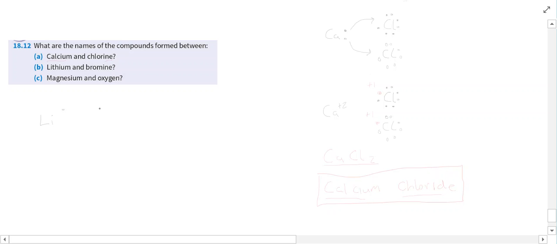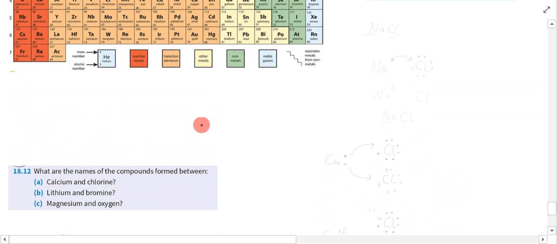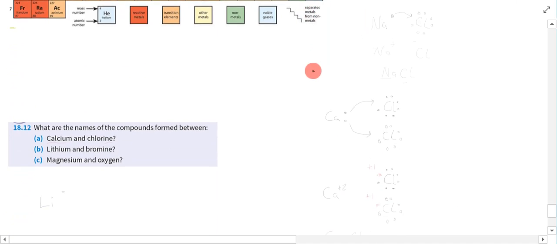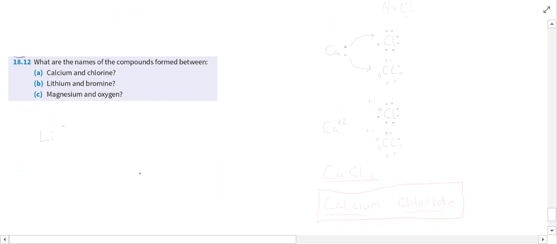And then if we think about bromine, where is bromine on the periodic table? It's a group 7 element. Okay, so it has 7 electrons in the outer shell. So bromine is going to look something like this. So it's 1, 2, 3, 4, 5, 6, and 7.